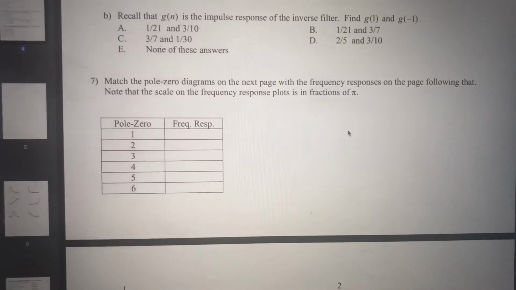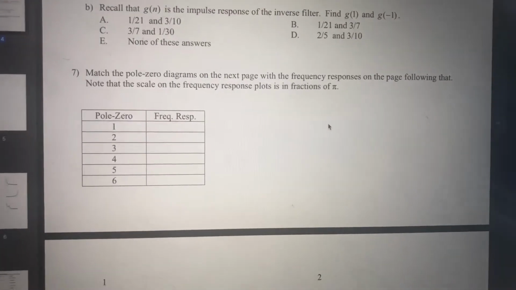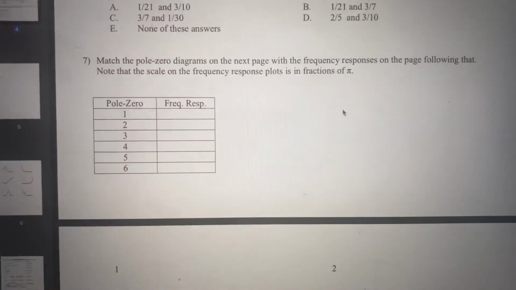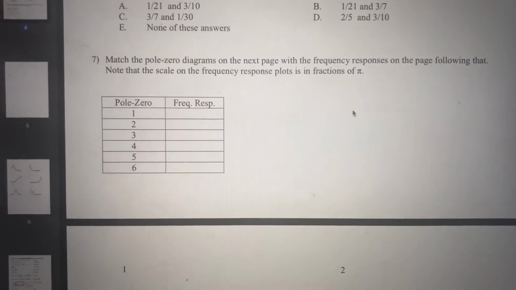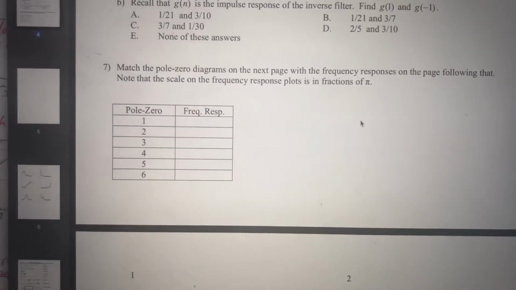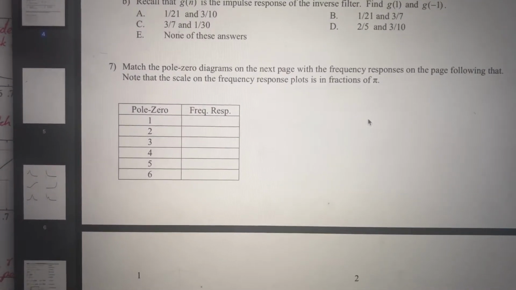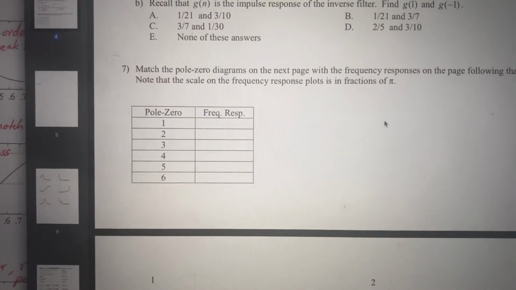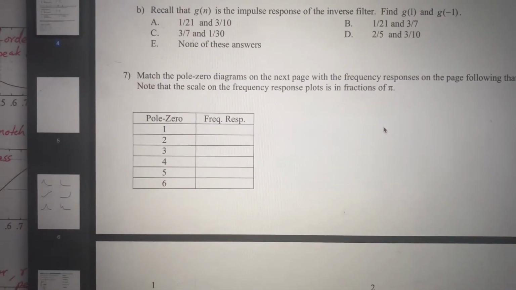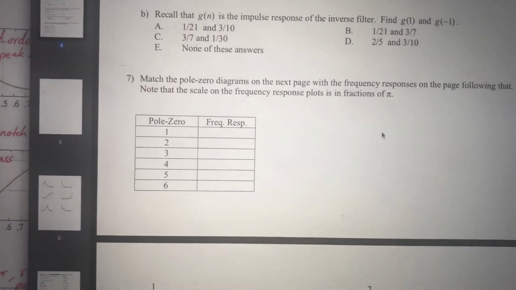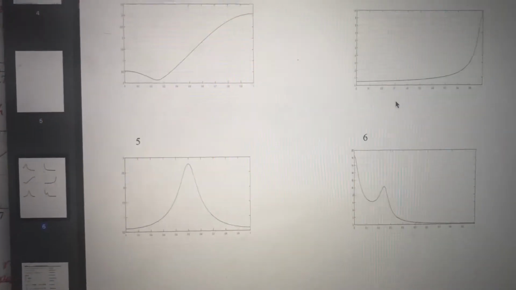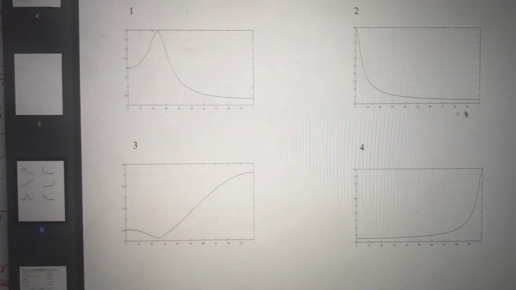And now let us look at problem 7, which asks us to match the pole zero diagram on the next page with the frequency responses on the page following that. Note that the scale on the frequency response plot is in fractions of pi. So this is in fractions of pi.